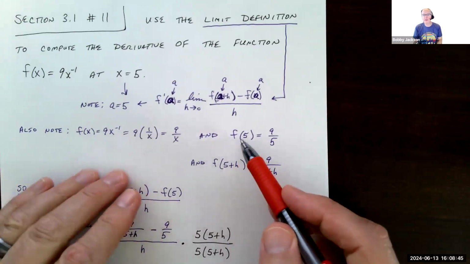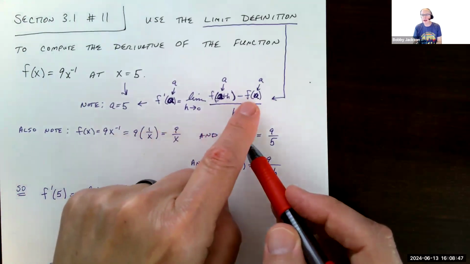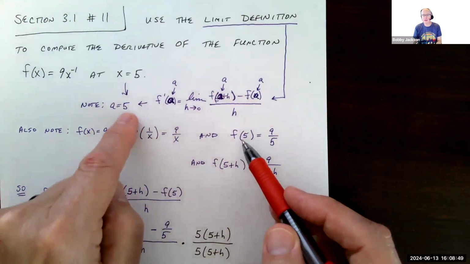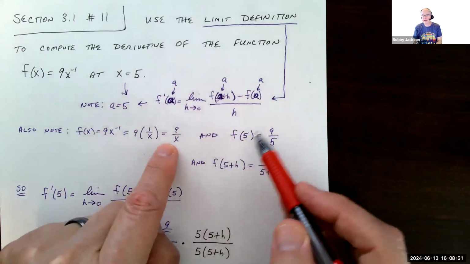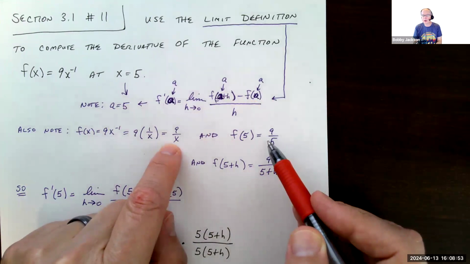Notice f of 5, because we'll need that here. F of a, where a again is 5. So f of 5 is 9/5. Just plug in x equal 5.